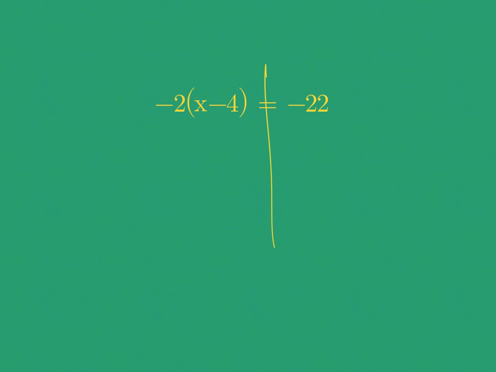Do we have distribution here? Yes or no? Is this a distributive situation? Yes. What is the number that's going to be distributed? Negative 2. Everybody see that? That negative 2 is going to need to be distributed inside those parentheses.